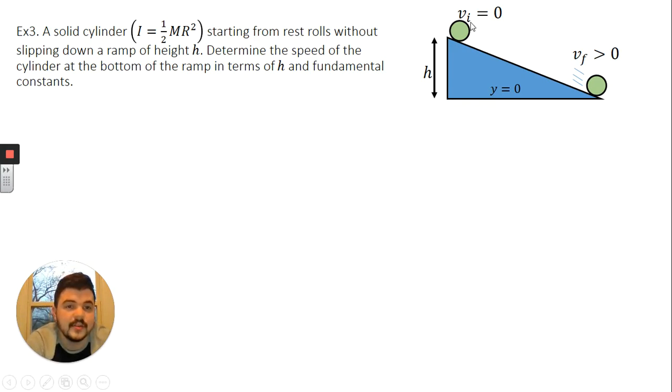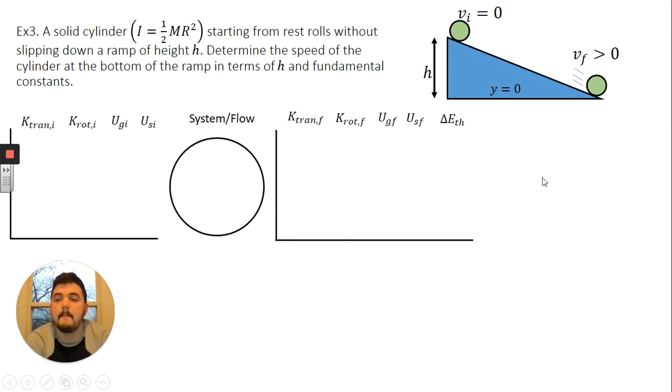Again, we've got the cylinder with initial speed of 0 at a height h, and a cylinder with a final speed greater than 0 at our reference height. We'll again start with an LOL diagram. But with this LOL diagram, it is possible for the object to have both a translational linear kinetic energy and a rotational kinetic energy as well.